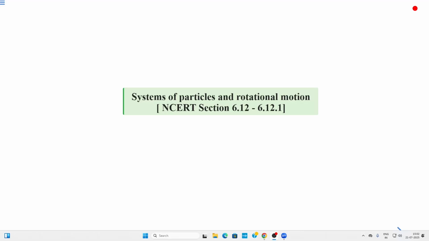Hello, students. In today's lecture, we are going to learn about systems of particles and rotational motion. NCERT section 6.12 and 6.12.1.